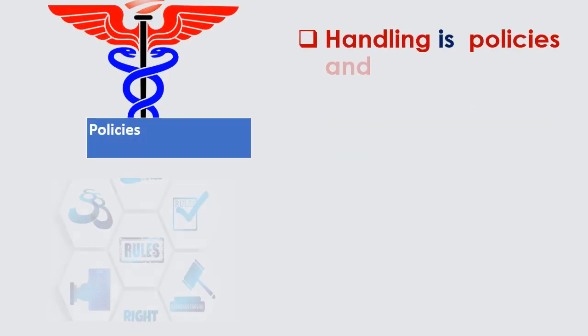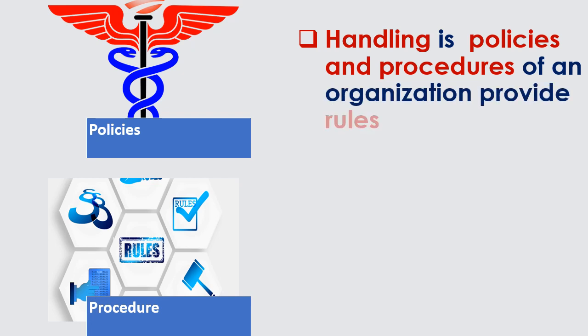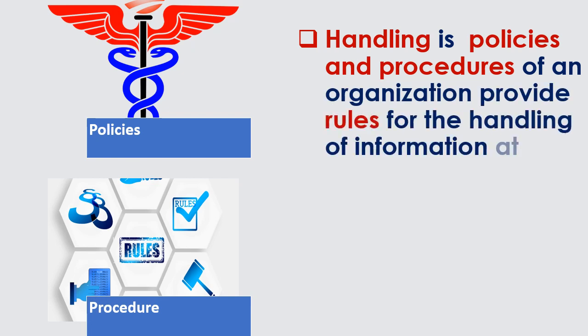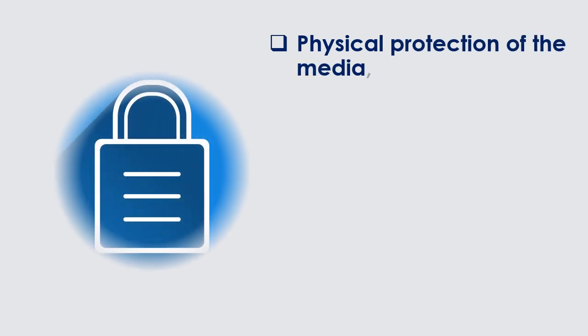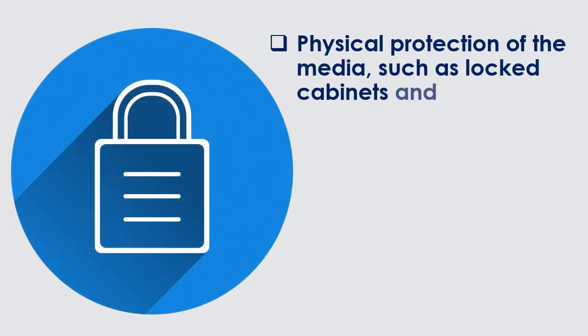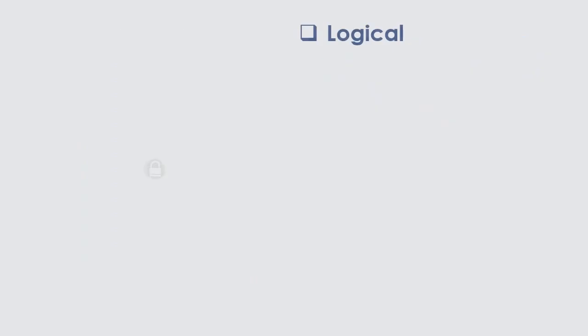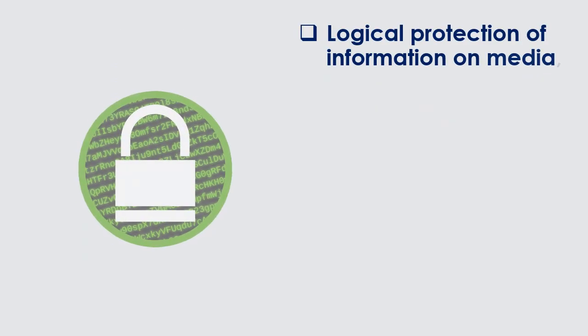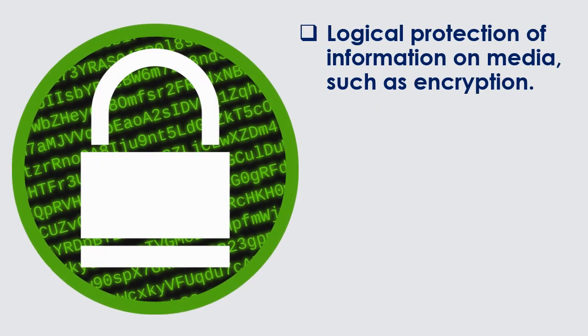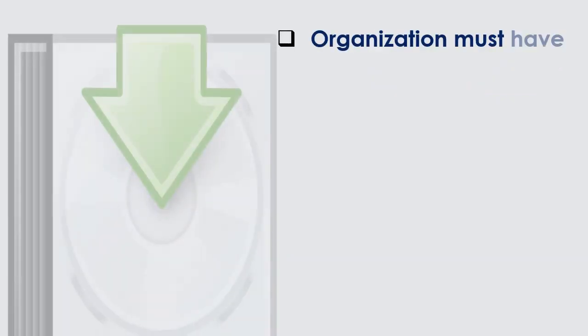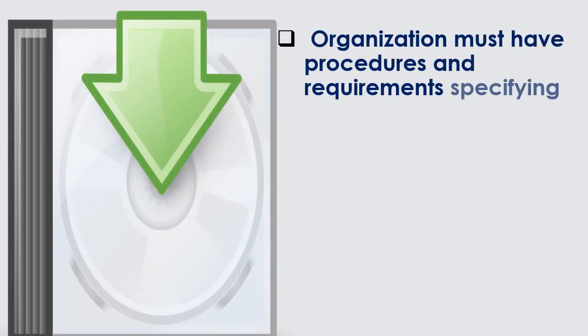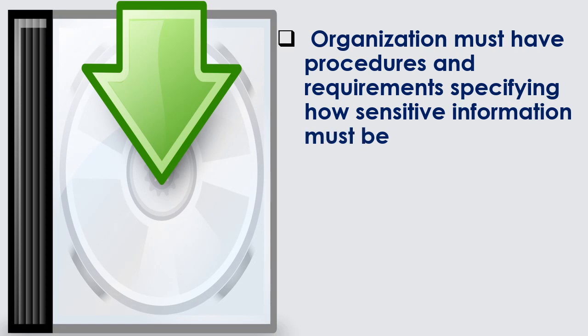Handling: the policies and procedures of an organization provide rules for the handling of information at the asset. Physical protection of the media, such as locked cabinets and secured vehicles. Logical protection of information on media, such as encryption. Organizations must have procedures and requirements specifying how sensitive information must be stored and backed up.